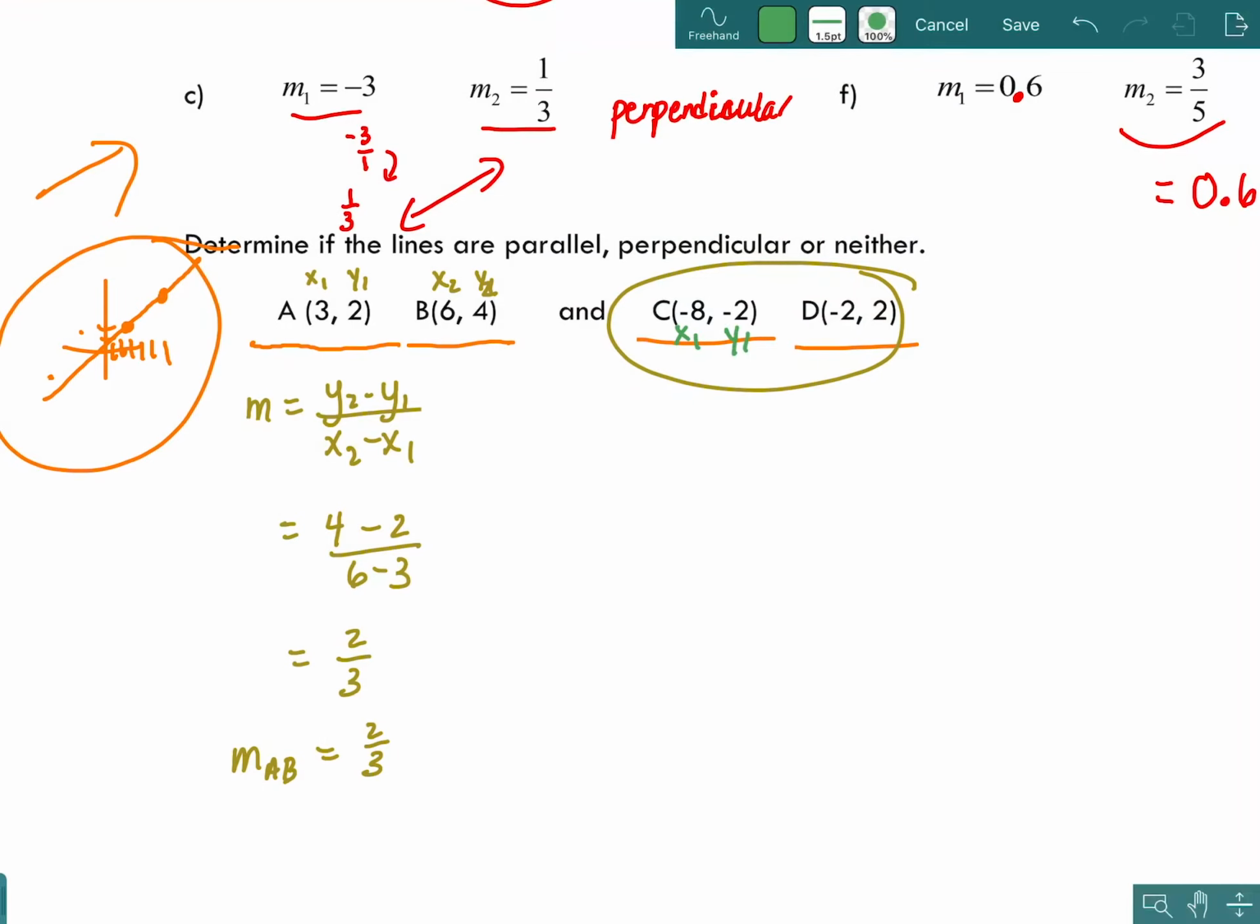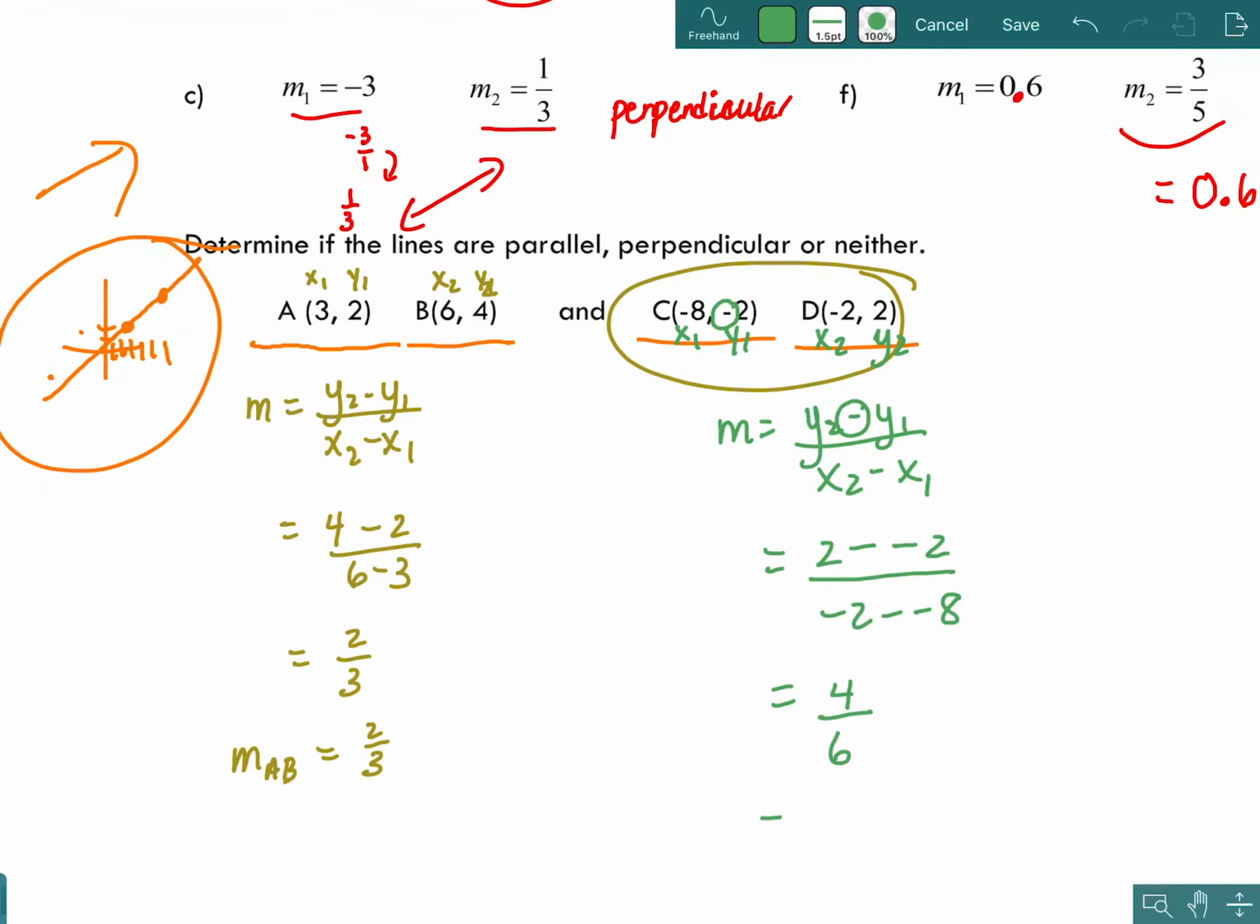I'm going to label them x1, y1, x2, and y2. Our formula is y2 minus y1 over x2 minus x1. So y2 is 2 minus 2. Notice we've got the minus here and the minus here, so we've got two minuses together. x2 minus x1. x1 is negative 8. So 2 minus minus 2 means plus. So we've got 4. 2 plus 2 is 4. And then negative 2 plus 8 would give us 6.